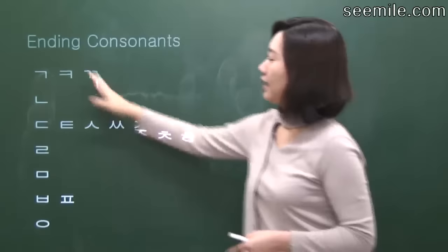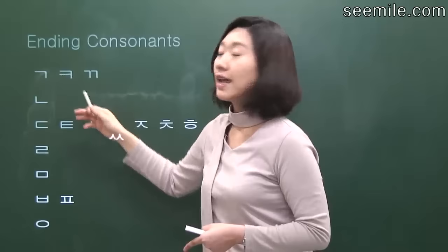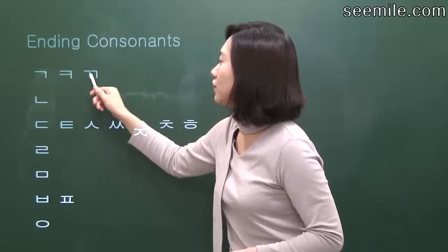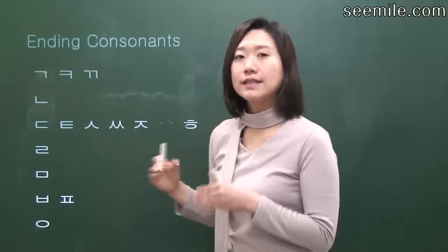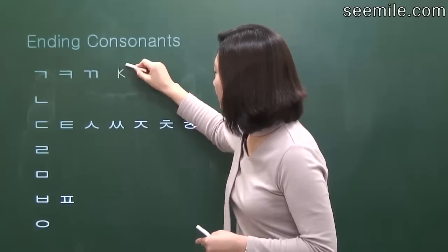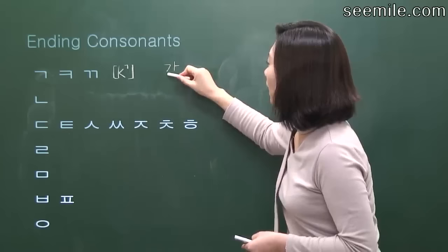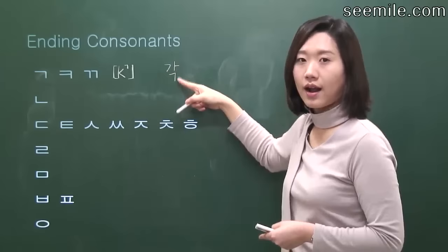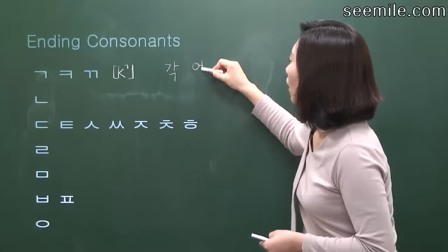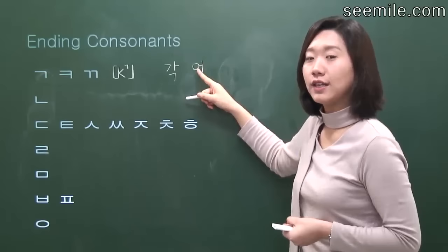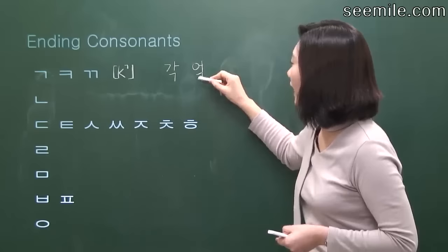These are ending consonants. These three characters, each character has a different phonetic value when used at the beginning of the syllable. However, when these three characters are used at the ending of the syllable, they have the same phonetic value. It's 욱 sound. So for example, 각, 욱 sound. So 가, 각. And 악, this syllable is composed of vowel only because this circle, this 이응, does not have phonetic value. However, as an ending consonant, the pronunciation is 악, 악.